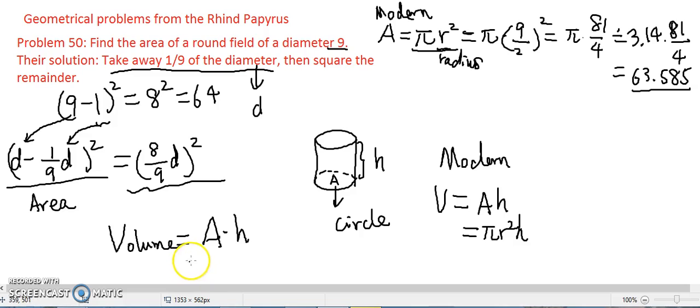But when you do the homework, use the Egyptians' way. So their area formula is this one. That's what they used. So 8/9 D squared times h. And make sure you remember that this D in the formula is the diameter, not the radius. So pay attention to that.